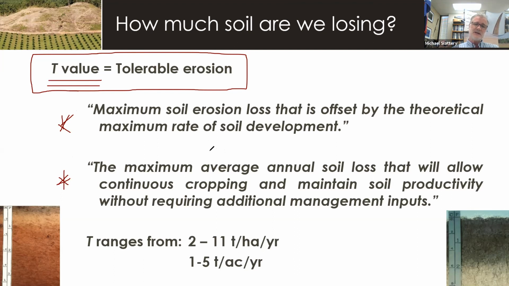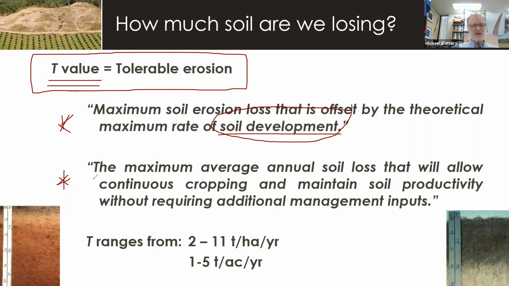So what do we mean by tolerable erosion? The first one is the maximum soil erosion loss that is offset by the theoretical maximum rate of soil development. In other words, are you losing soil at a rate that is less than the rate at which soil is being formed? So you're looking at the balance between soil loss and soil formation. This, incidentally, is really hard to quantify, because we know that soil development is slow.